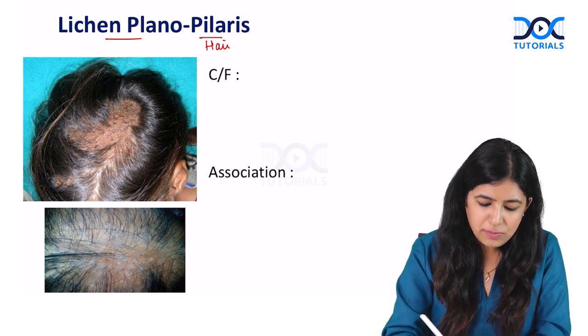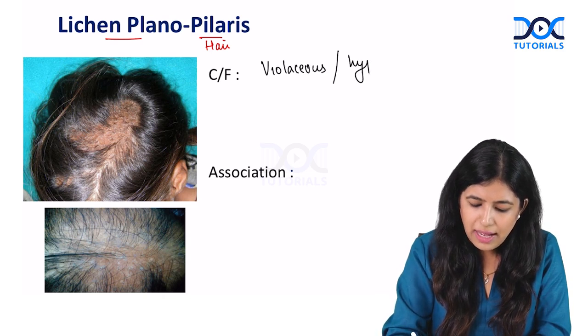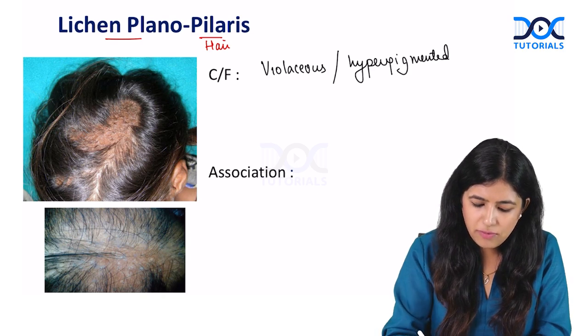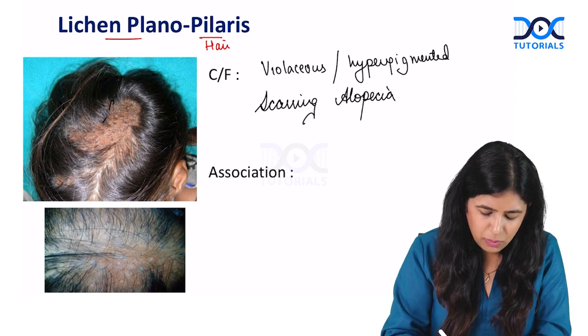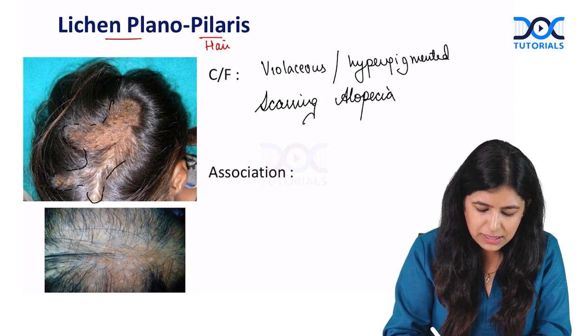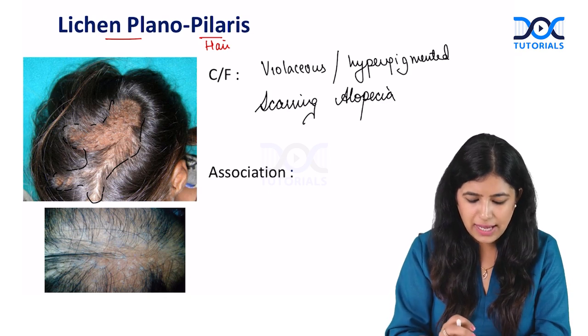Here, the patient is going to present with a violaceous or hyperpigmented patch of scarring alopecia. Look at the image here. There is purple color, which may not be that visible in the Indian skin. So what you see is a hyperpigmented patch of scarring alopecia.